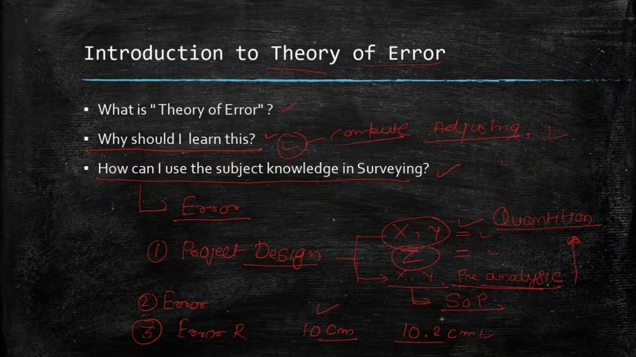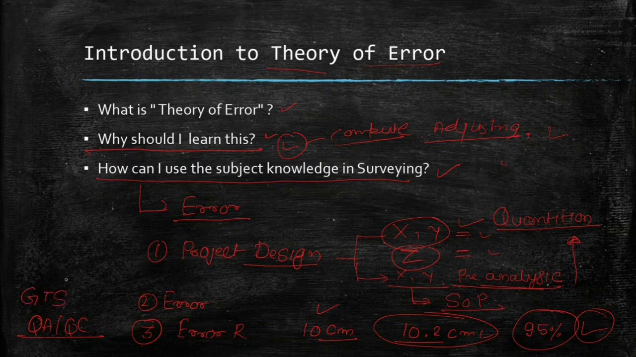We do not talk in these terms, that 10.2 centimeters we will reject. It's some kind of 95% confidence, as you might have heard if you are a survey professional. In that way you talk about the final acceptance test and all that. So even if you want to do the QA/QC of any GIS product, this knowledge of theory of error can be used here. There is a lot of application of this subject knowledge, for these purposes and many more.